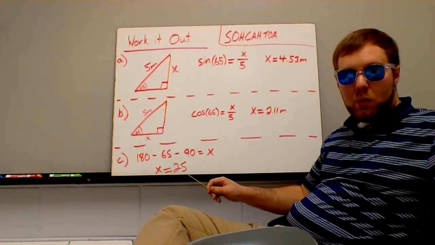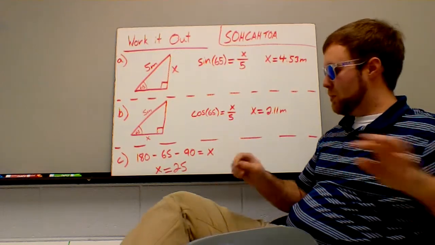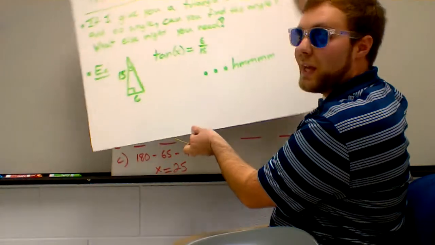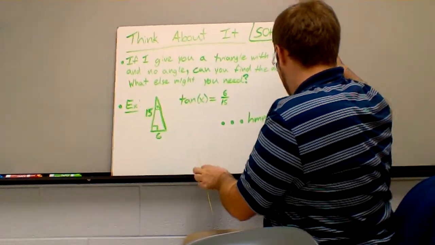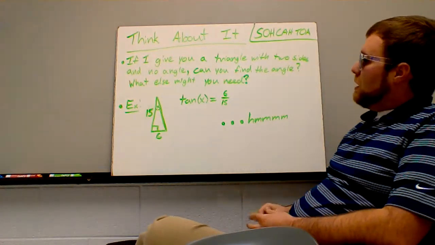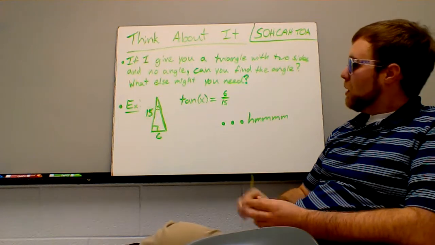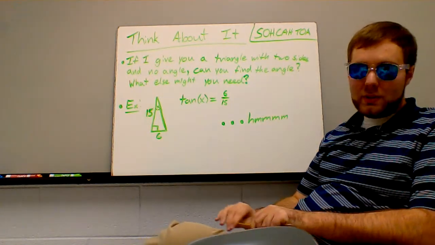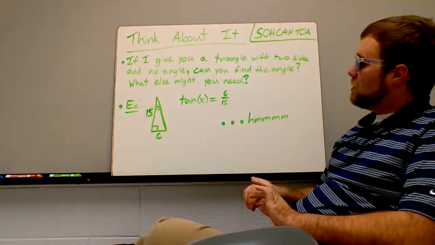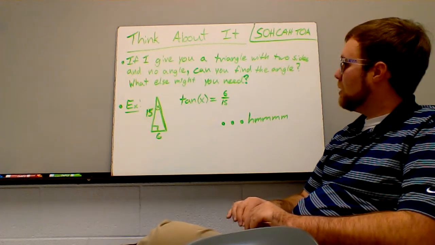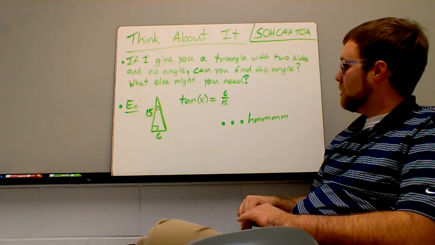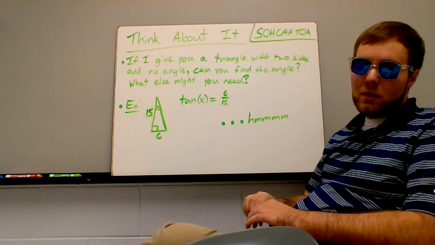So for tomorrow, I've got one more board. I want you to just kind of think about this problem. And again, I'll be introducing you to something tomorrow. I want you to try to figure out what that is between now and then. So this is my little think about it board. So if I give you a triangle with two sides and no angle besides the right angle, obviously we're talking about trigonometry, it's got to have a right angle. But if I give you a triangle with two sides and no angle besides that 90-degree angle, can you find the angle that I'm asking for? So what else might you need to know? That's the other question here.